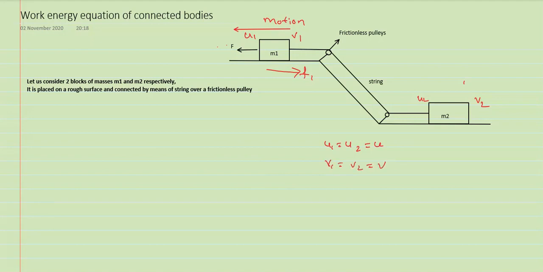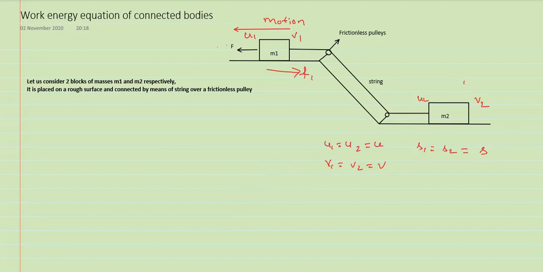Similarly, the distance covered by block 1 is equal to the distance covered by block 2, because these two are connected to each other. So S1 is the distance covered by block 1 and S2 is the distance covered by block 2, which are equal, that is S. Masses are different, but those two are connected to each other. That's why the velocities and displacements of both the blocks are equal.